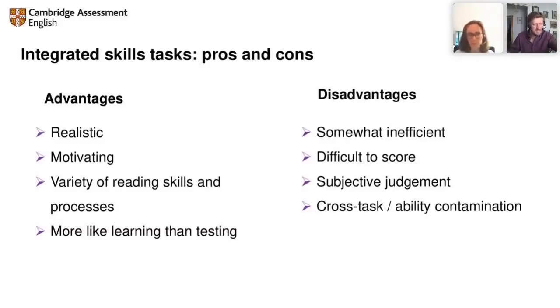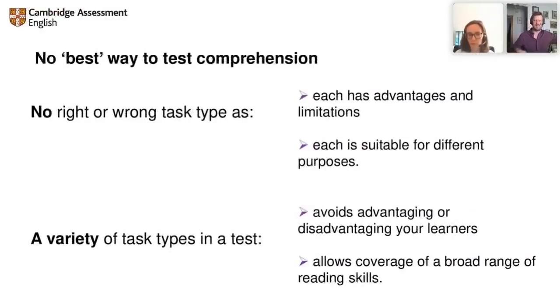Is that it for this section, Victoria? Yes. Conclusion. So there is no best way to test comprehension, and no right or wrong task type, because as we've seen, each of them has its own advantages and limitations, and each is suitable for different purposes. So the best solution would be to try and have a variety of task types to avoid advantaging or disadvantaging our learners, and also to allow for a coverage of a broad range of reading skills and listening skills.